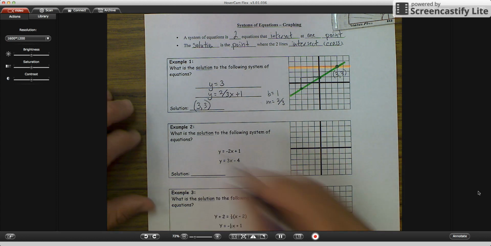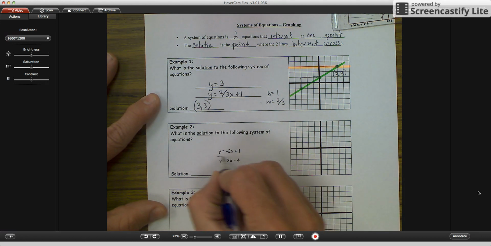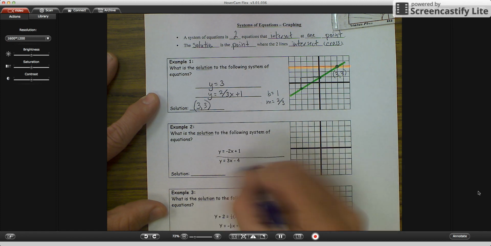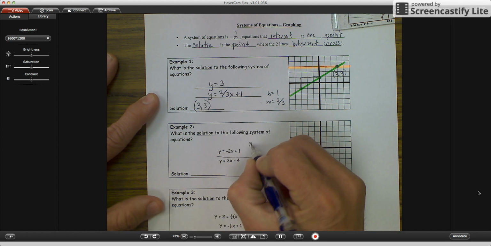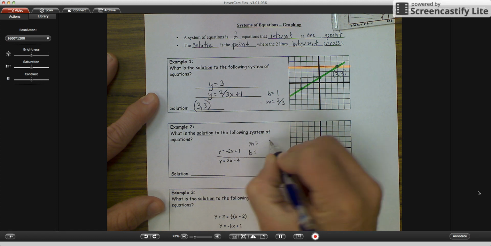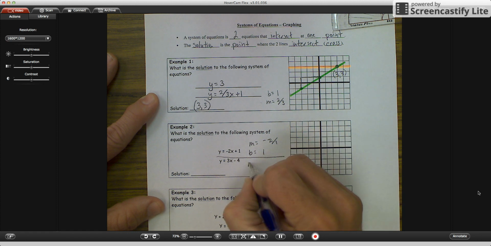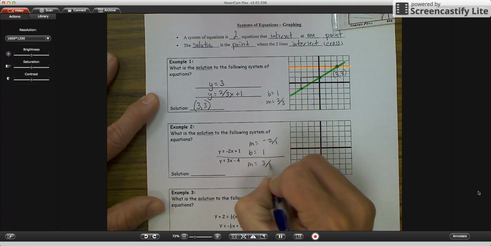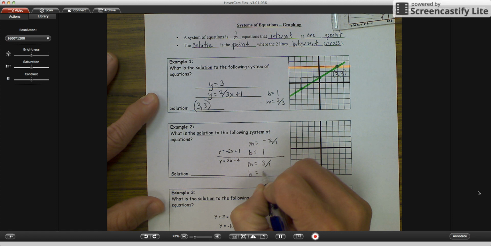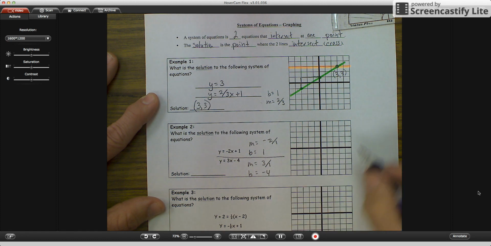Okay, let's try it on the next one. On the next one, we have two equations. With my two equations, I always write my slope and my y-intercept. My slope is a negative 2 over 1. My y-intercept is 1. In the other one, my slope is 3 over 1, and my y-intercept is negative 4. So let's start by graphing the first one.